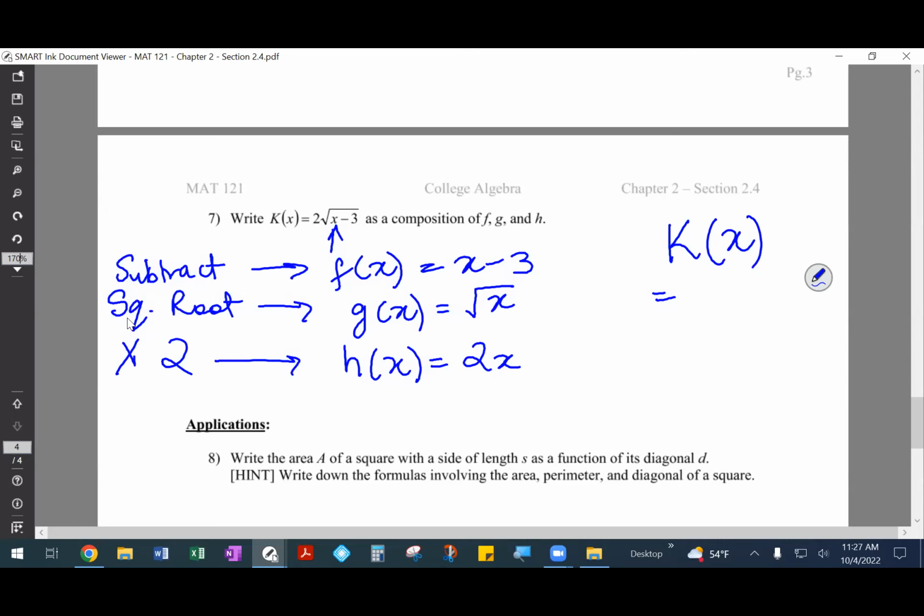Would you put f of x inside, and then g of x, and then h of x? Okay, so f of x inside, then g next, and then h at the very outside. Okay, what do you guys think? H on the outside, G in the middle, and F in the very center? Yeah, let's see if that works.